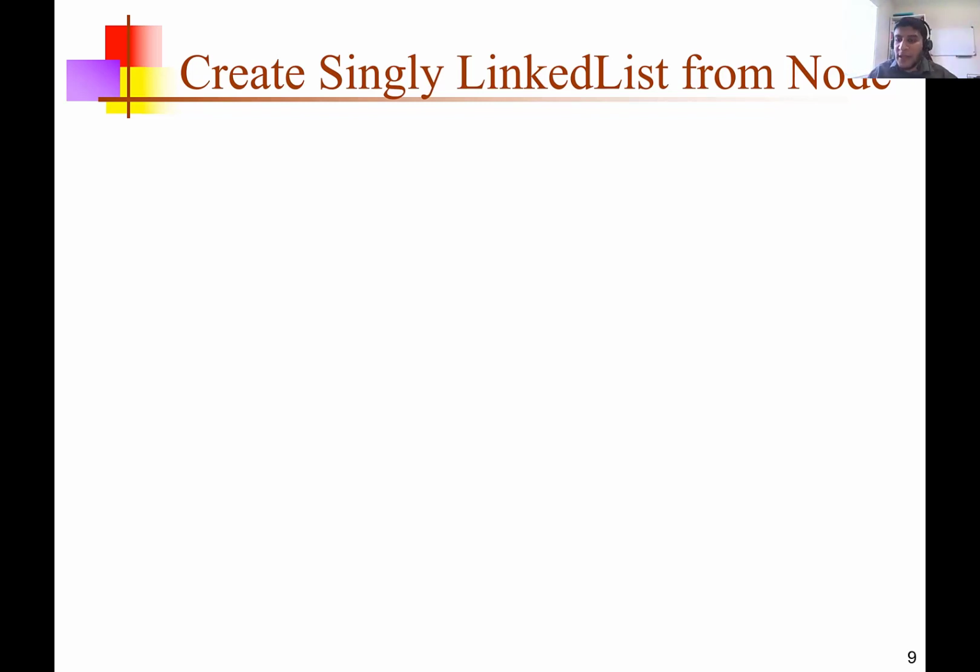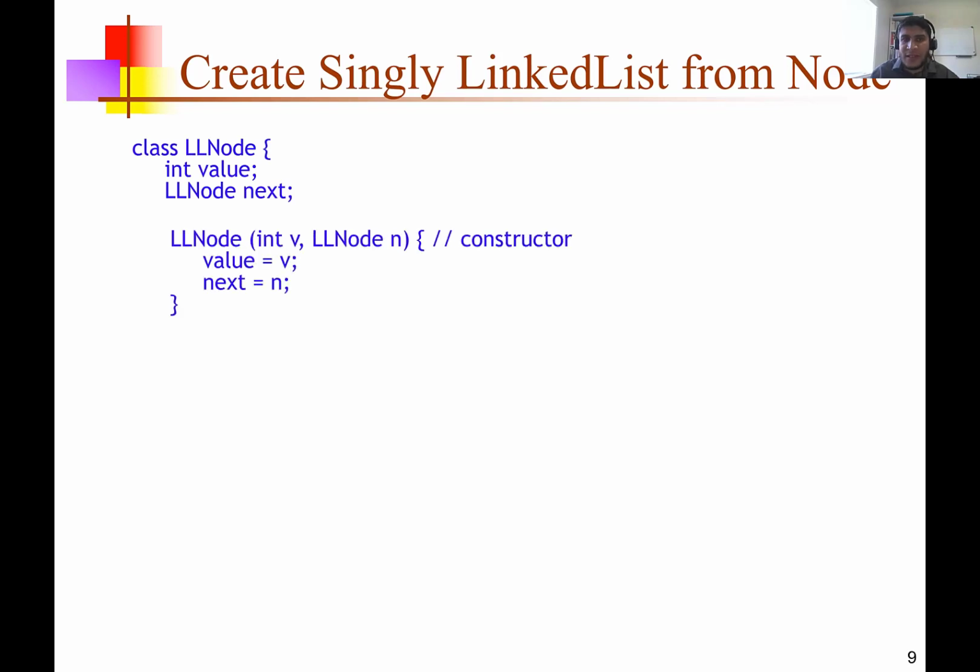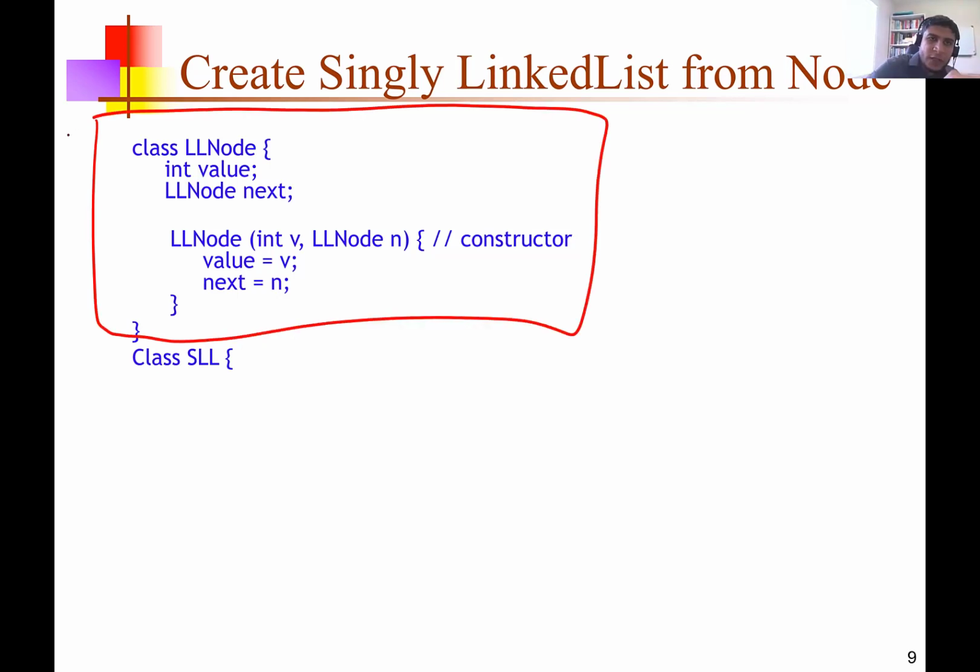So what I can do is use this LL node class to create another class that I call LL list. So this is exactly the same class we had from before. Assume now, this is the class for the node, the one we have been working on.